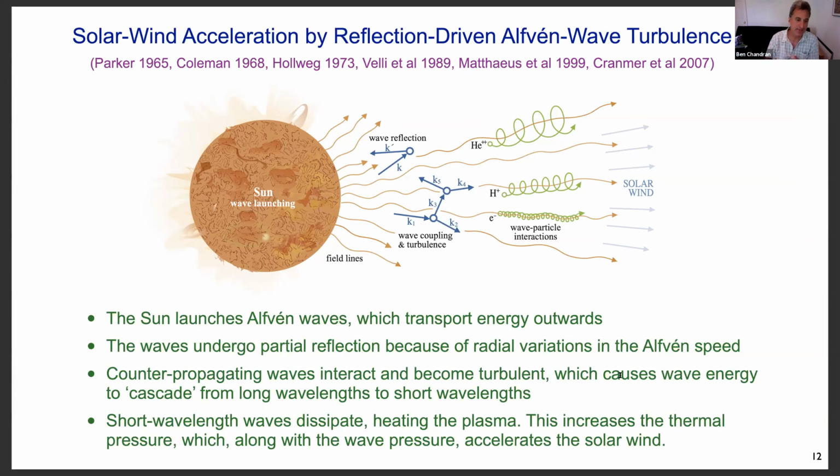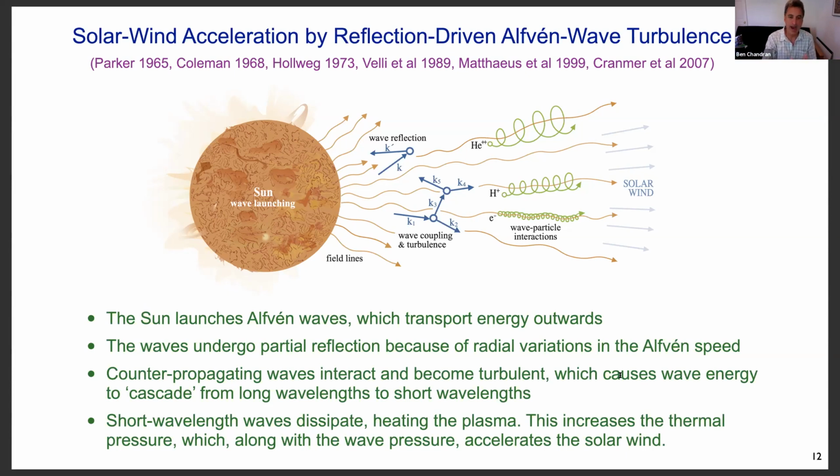The third step in this picture is that counterpropagating waves interact and become turbulent. So the outward propagating waves that the sun launches interact with some of the reflected waves. That causes turbulence. That causes energy to cascade from long wavelength waves to short wavelength waves. So that word cascade, it's a very important word in turbulence and in plasmas, which are often turbulent in nature. So cascade, energy cascade, is the transfer of energy from one scale length to another.